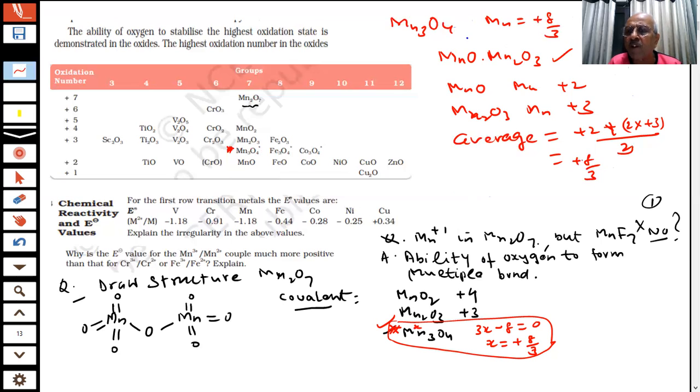Did we answer the question now? Yes, sir. All right. So, what is the oxidation state in MnO? That is plus 2 and minus 2.